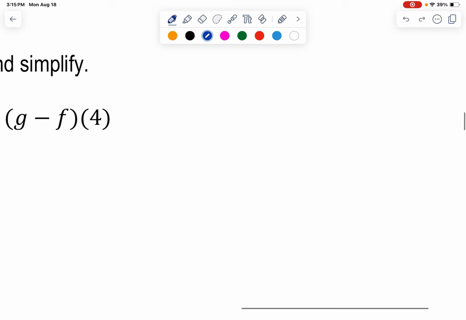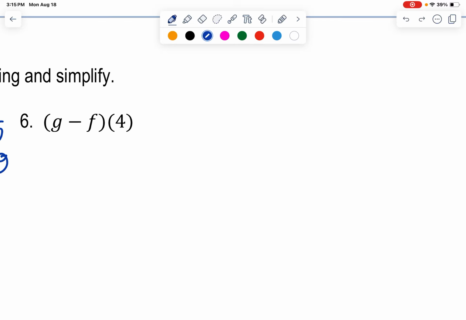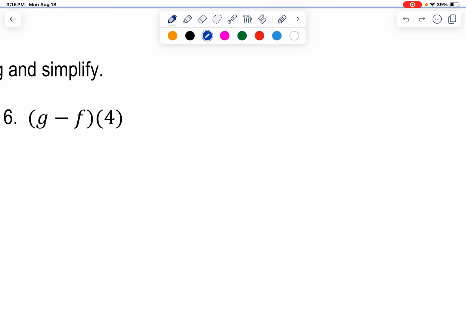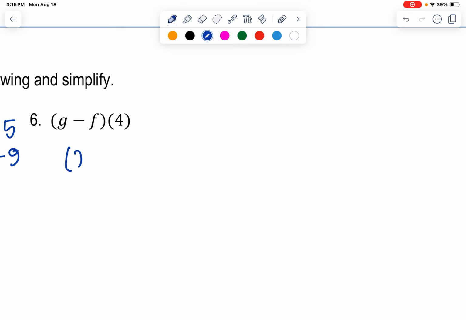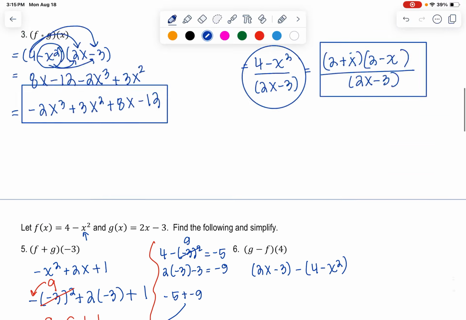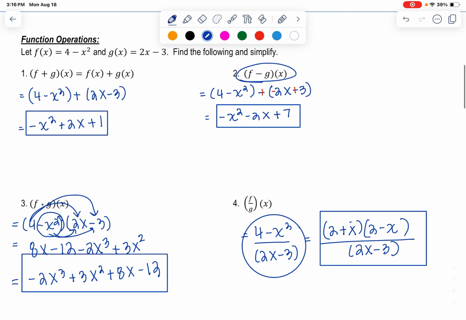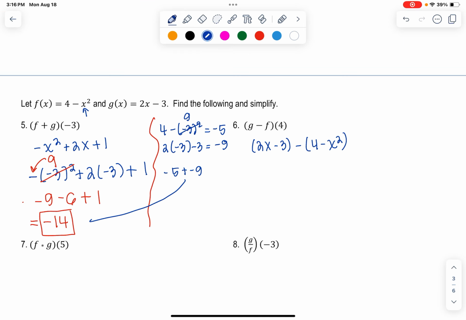All right, next one we have g minus f of 4. So same thing. You can do g minus f and then plug in 4, or you can plug in 4 to each and then subtract those values. I'm going to do g minus f and then plug in 4. So g was 2x minus 3 minus f, which is 4 minus x squared. You might be asking yourself, why aren't I using my work above here? It's because this was f minus g and not g minus f. All right, remember it's subtraction, so I have to subtract both of these, and then I can add the opposite, or I just added the opposite.